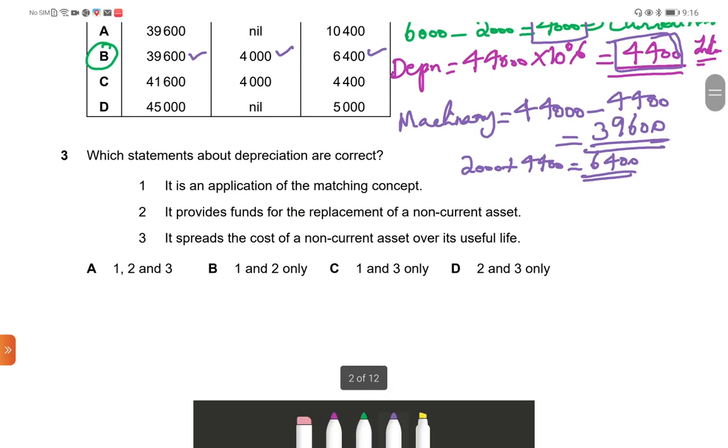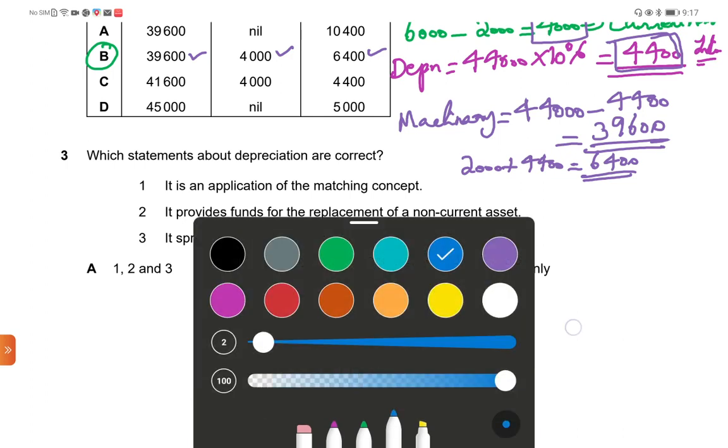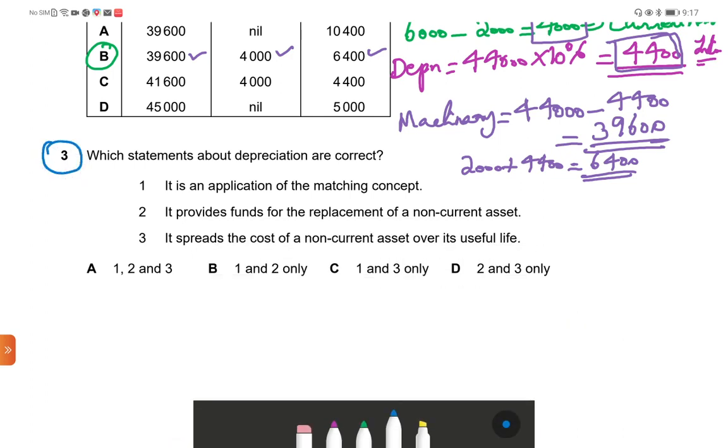Next, question number 3. Which statement about depreciation is correct? It is an application of the matching concept. Yes, it is an application of the matching concept. That is correct. Next, it provides funds for the replacement of non-current asset. No, depreciation never provides the fund. It is a loss of the value of the non-current asset. So the second option is wrong.